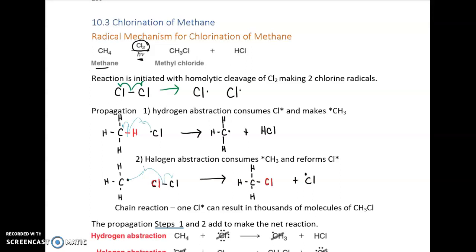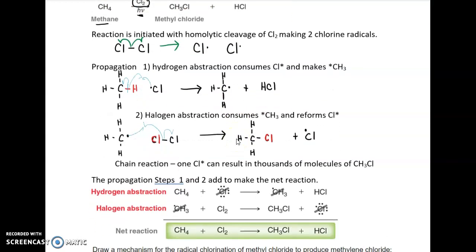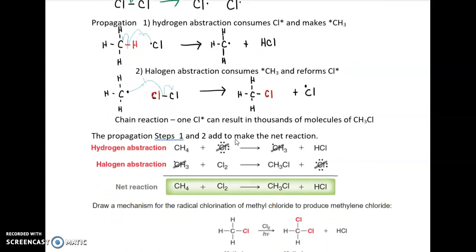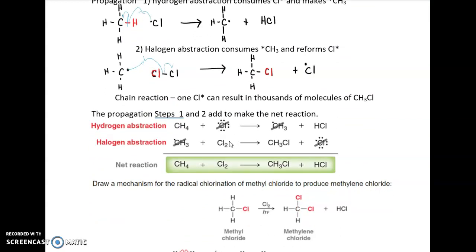This is a chain reaction because our chlorine free radical can go on to recruit another methane molecule, so that one of the chlorine radicals can result in thousands of molecules. It's worth looking at, if we add the 2 propagation steps together, we will get the net reaction. So the methane plus a chlorine radical will end up giving us a methyl radical and hydrochloric acid, and then the methyl radical and chlorine gives us our product.